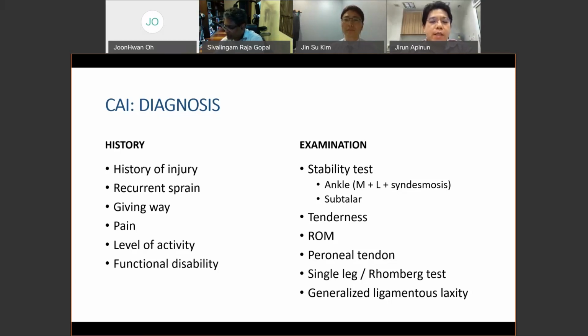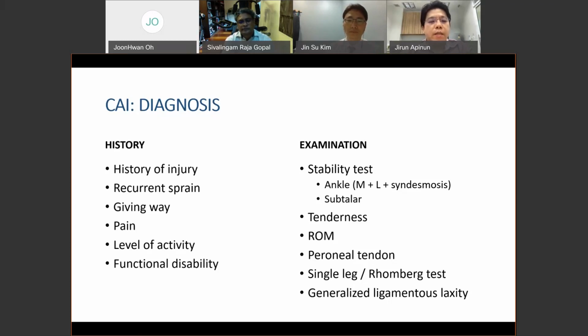We need to examine the tenderness around the ankle joint to find associated intra-articular pathology, and assess the range of motion for any impingement, limited dorsiflexion, or gastrocnemius contracture that we may need to correct as well. The peroneal tendon strength or pathology that can be hidden. The single leg balance or the Romberg test to test the function and the proprioception of the patient. And one of the most important things is the generalized ligamentous laxity.